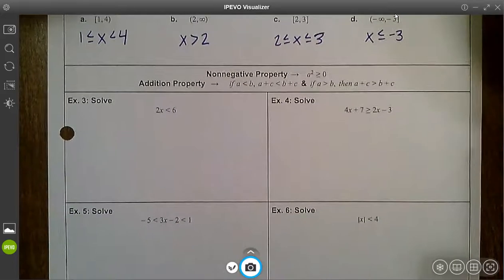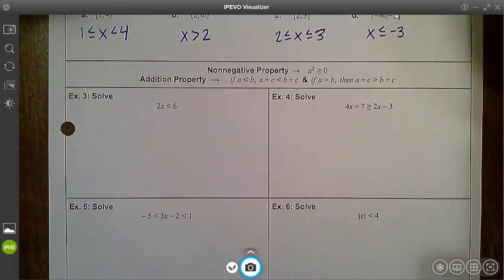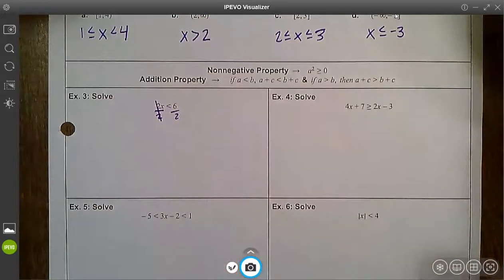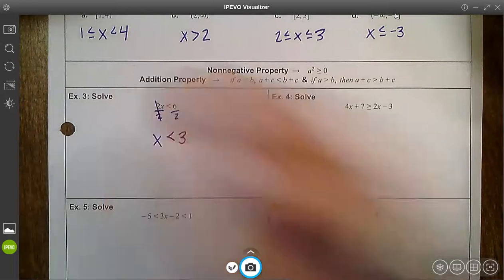All right, so now we're just going to solve these inequalities. Remember, when you're solving an inequality, if you divide or multiply the inequality by a negative, then you have to flip the sign, so you flip the inequality. So I'm going to divide both sides here by 2, just like normal. That was a positive 2, so it doesn't change my inequality. X is less than 3.